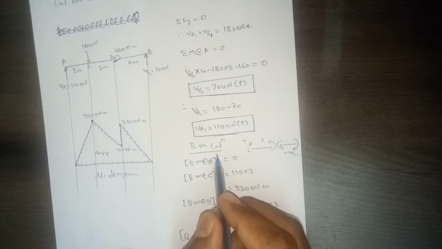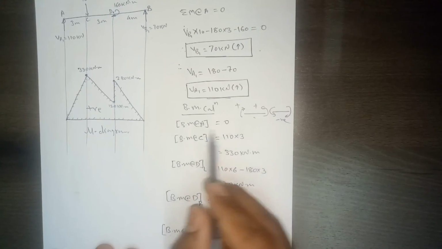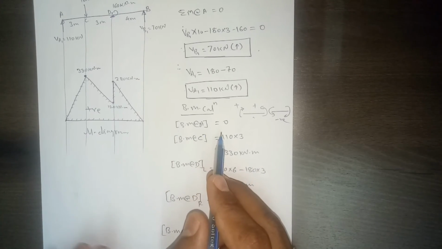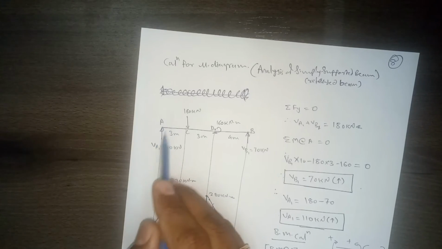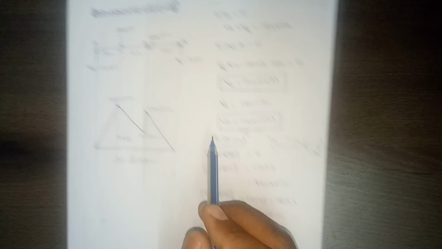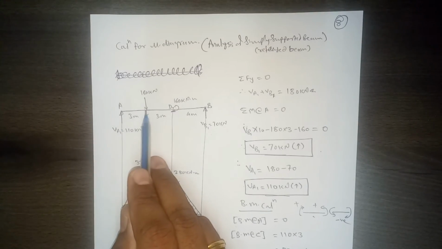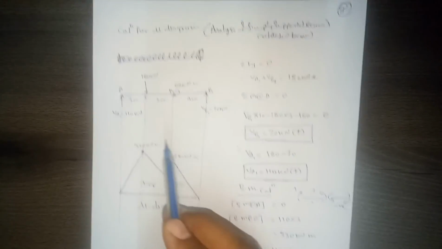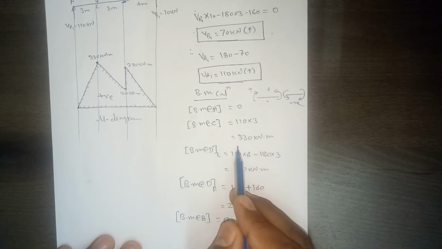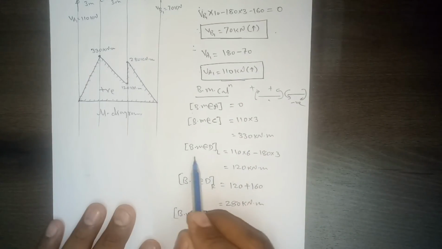So this is the BM calculation for the Mu diagram. This is the sign convention that we use. Typically, bending moment at point A: there is no concentrated moment and no further load on the left-hand side, so bending moment at point A should be 0. At C, it will be this force into the distance, which is 3 meters. So 110 multiplied by 3, you will get a moment of 330 kilonewton meter.